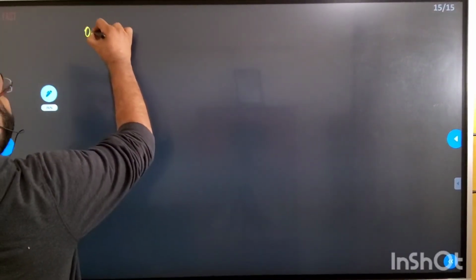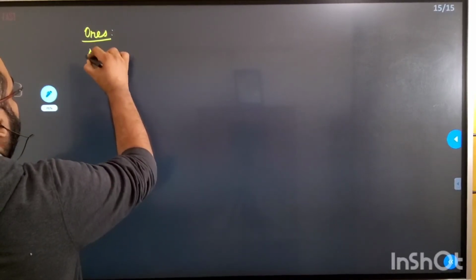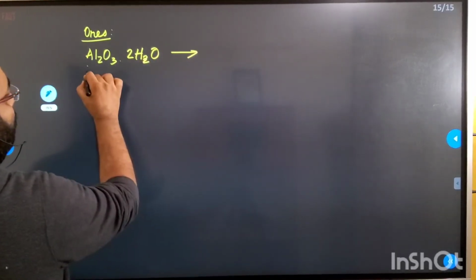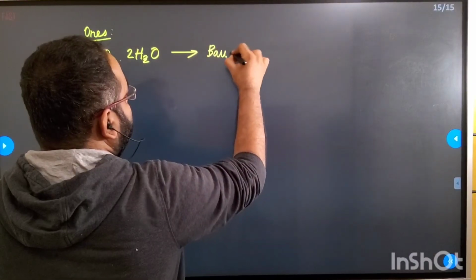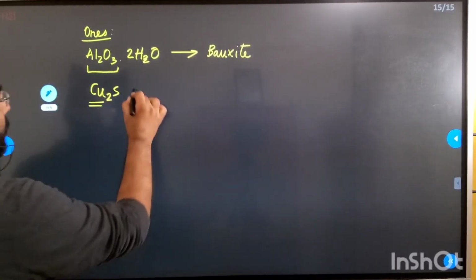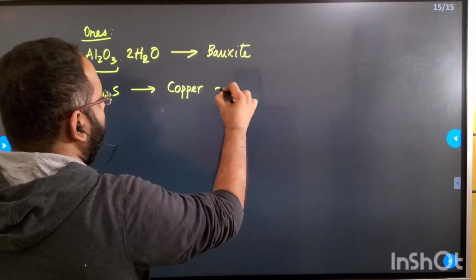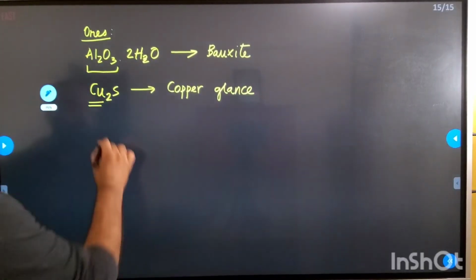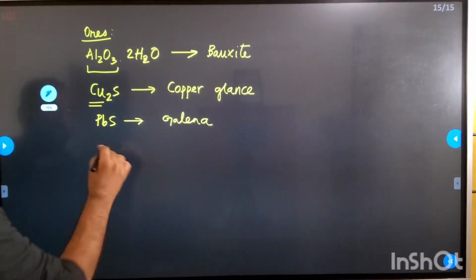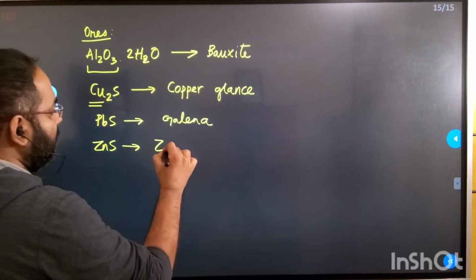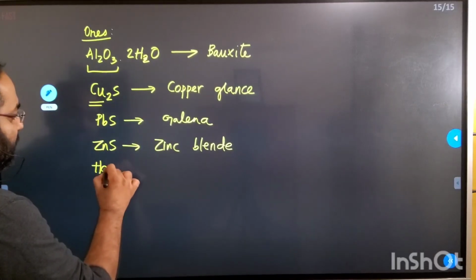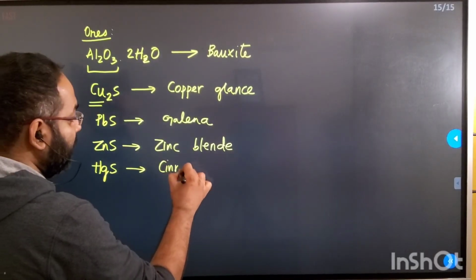Now let us look at some of the most important ores. First, Al2O3.2H2O is the ore of aluminium, and this is called bauxite. Then we have Cu2S, which is the ore of copper, which is called copper glance. PbS is called galena. Then ZnS is called zinc blende. Then HgS, which is an ore of mercury, is called cinnabar.